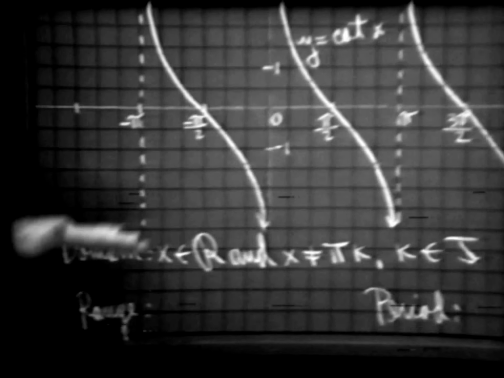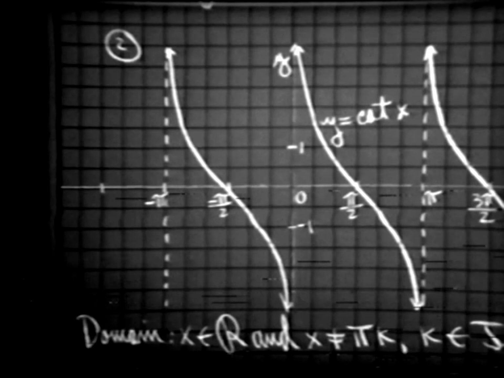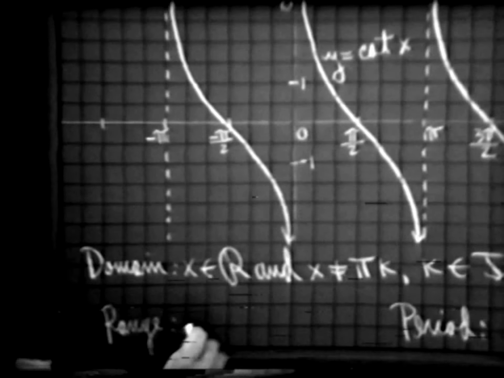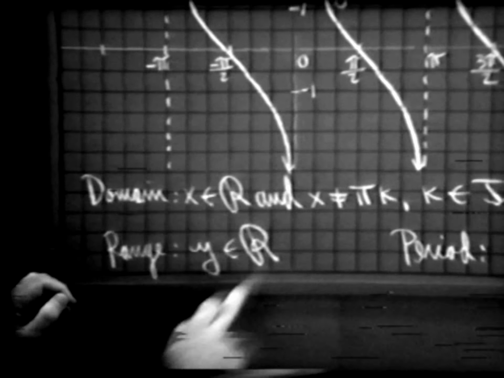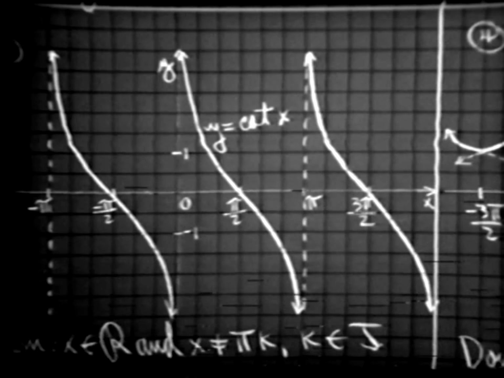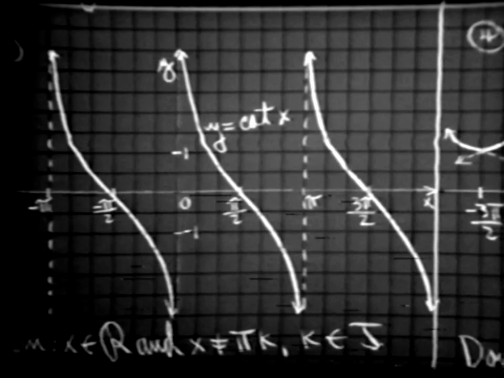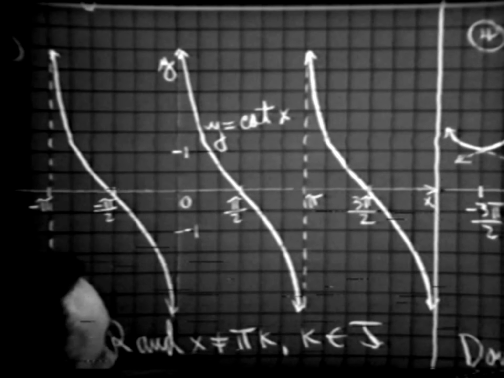Very good. What then can you say about the range of this function? It's going to be, Tim, real numbers. Y then belongs to the set of real numbers. And what about the period of our cotangent function? It's going to be, Dick, pi. It's going to be of length pi.